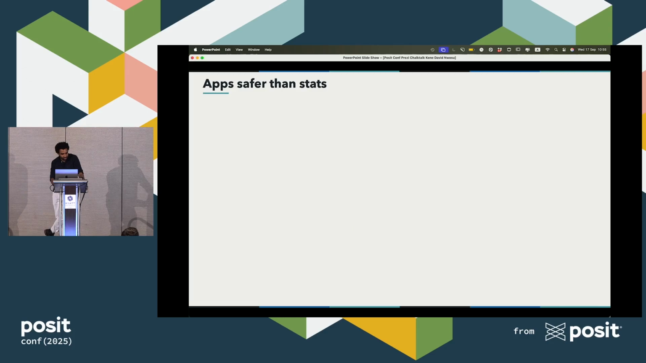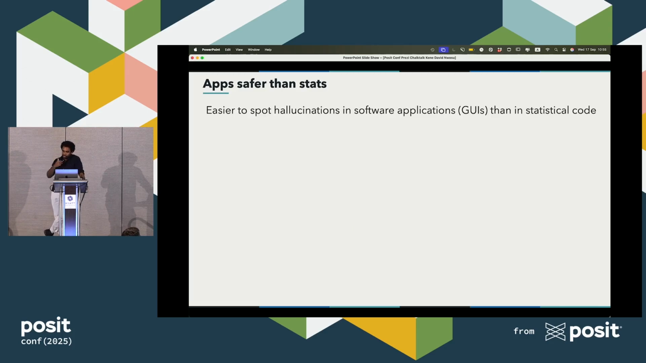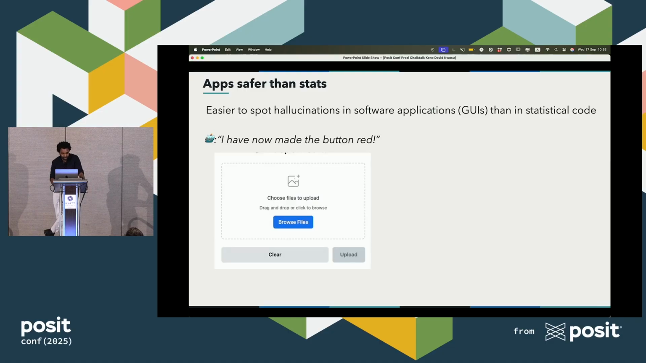And finally, apps are safer than stats. What I mean here is that it's easier to spot hallucinations in software applications than in statistical code. One reason why I was very skeptical about using these AI coding tools initially is that they can write bad code that you don't spot, and then your analysis is broken and you are in a mess because of this AI tool.